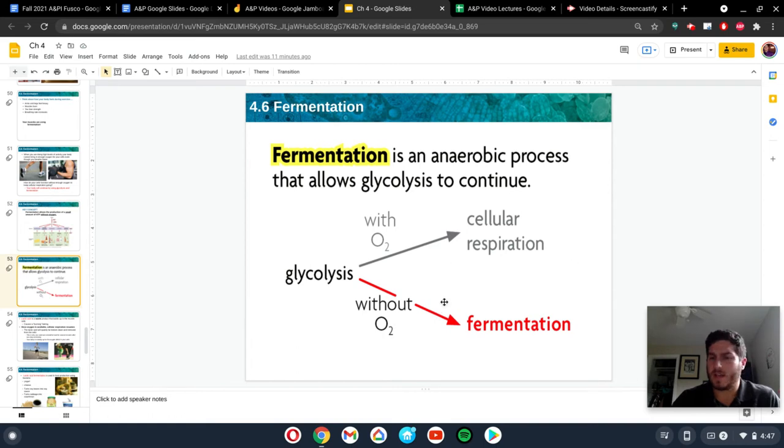Fermentation, again, if you look at this kind of like a flow chart, is an anaerobic process. When your body takes in food, it goes through glycolysis first, takes the glucose, cuts it in half, and then it decides, am I going to do fermentation where we don't have oxygen, or am I going to do cellular respiration where we do have oxygen? That's the first step. No oxygen, we're going fermentation.